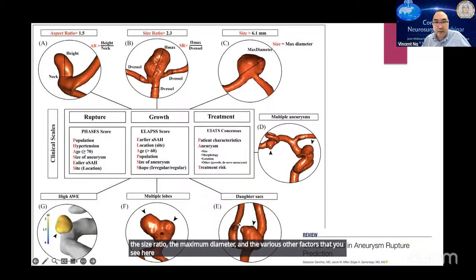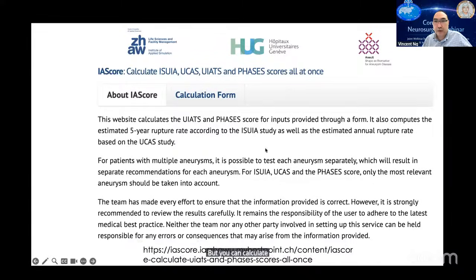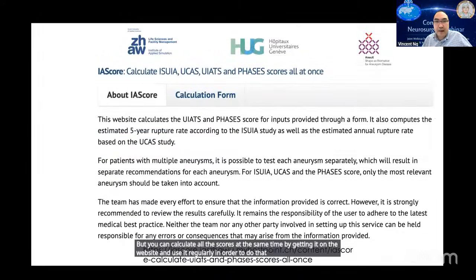I'll talk a little bit about the aneurysm wall enhancement and the other morphology changes such as multiple lobes, daughter sacs, and all that. Now, this is very nice, and you can now use this website, the UIATS score, where you can calculate all the scores at the same time by keying it in on the website and use that regularly. That's really looking at the rupture risk based on the ISUIA, UCAS, and UIATS scores at the same time.